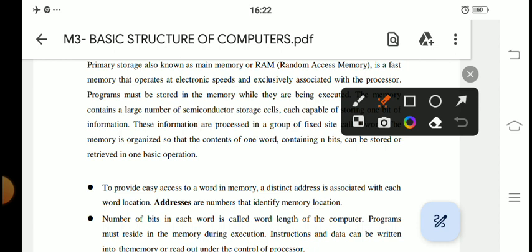The number of bits in each word is called the word length, and the programs must reside in a memory during execution. During execution of any program, the program must reside in a memory. Instructions and the data will be taken into the memory and read out under the control of the processor, meaning the instructions and the data must be stored in a memory while performing any operations. The operations will be controlled by a control unit.